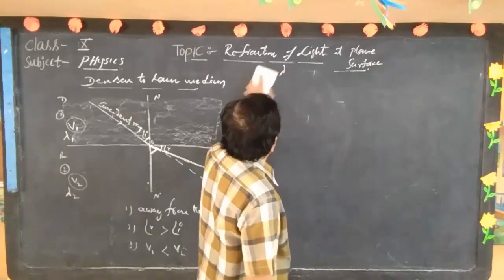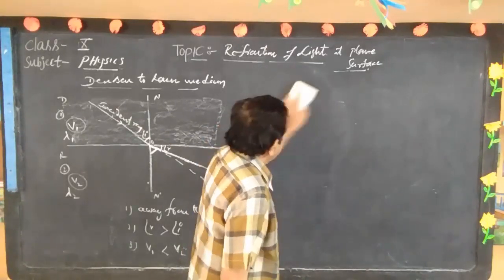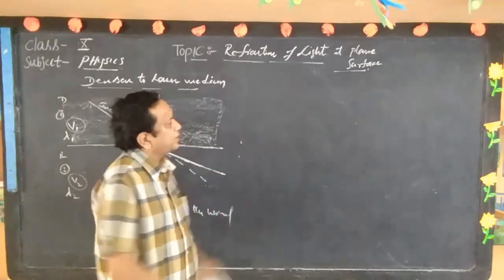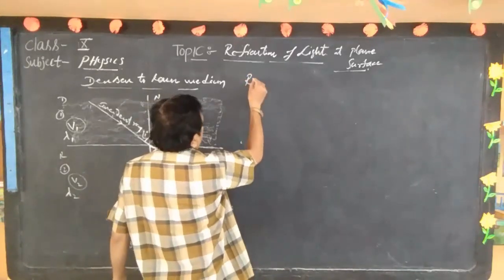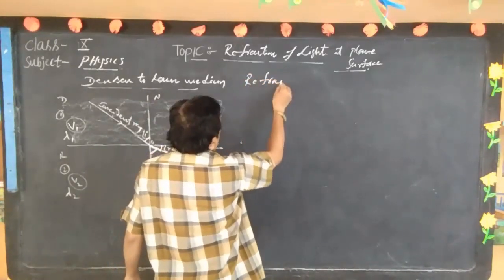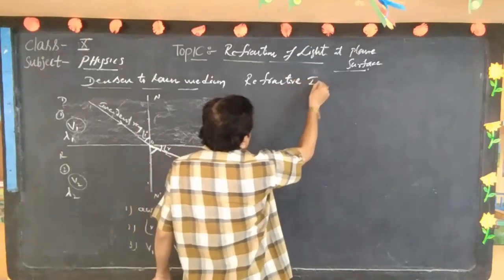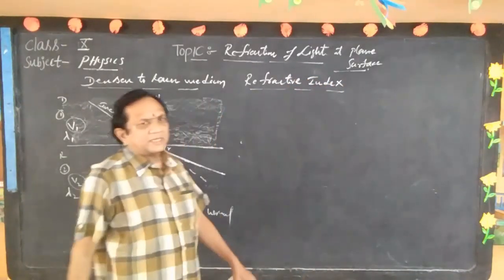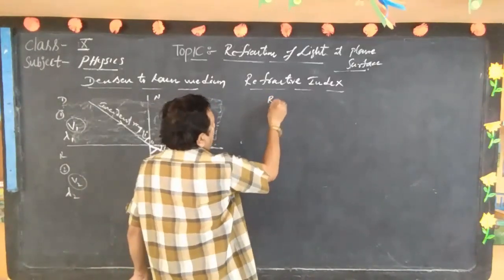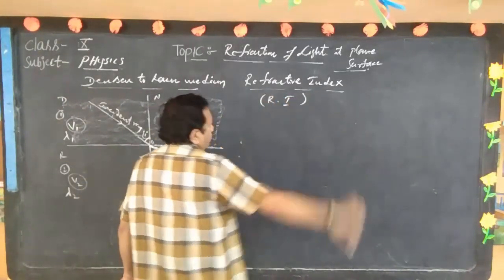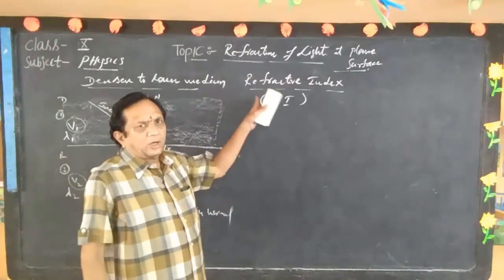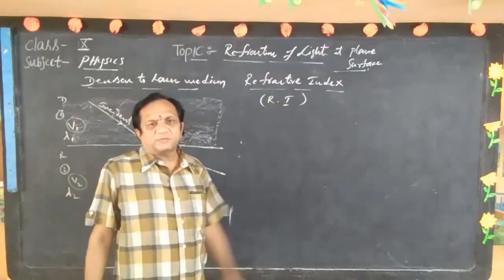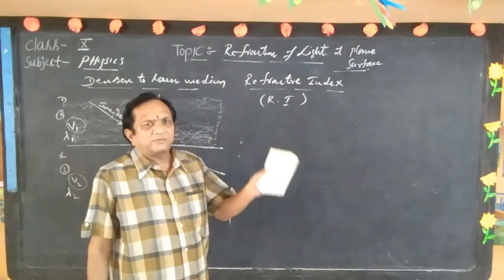And another important one is the refractive index. It's a very, very important property. Refractive index of the medium. No need to write the complete spelling, just remember RI. Just write RI. RI means refractive index of the medium.